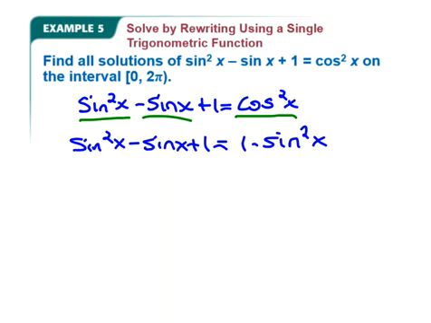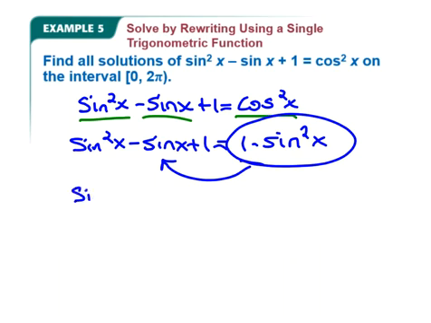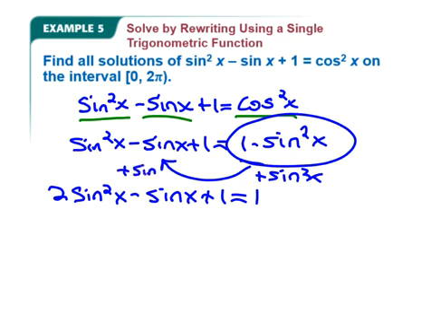So now what I need to do is treat this like a quadratic and move everything over. So I'm going to move everything from the right to the left, and I'm going to start by adding sine squared x. So that would be a 2 sine squared x, because I'm adding sine squared x to both sides. Now I need to move that 1, because in quadratic form we need to set it equal to 0 so we can actually solve. So I'm going to now subtract 1. What that gives me is 2 sine squared x minus sine x equals 0.